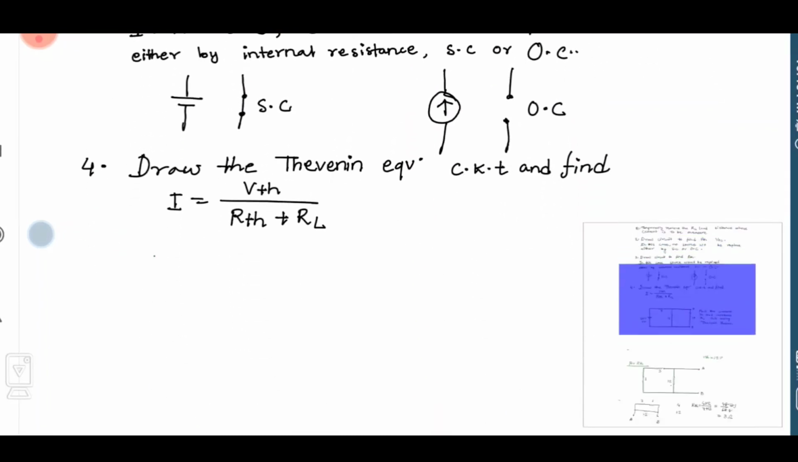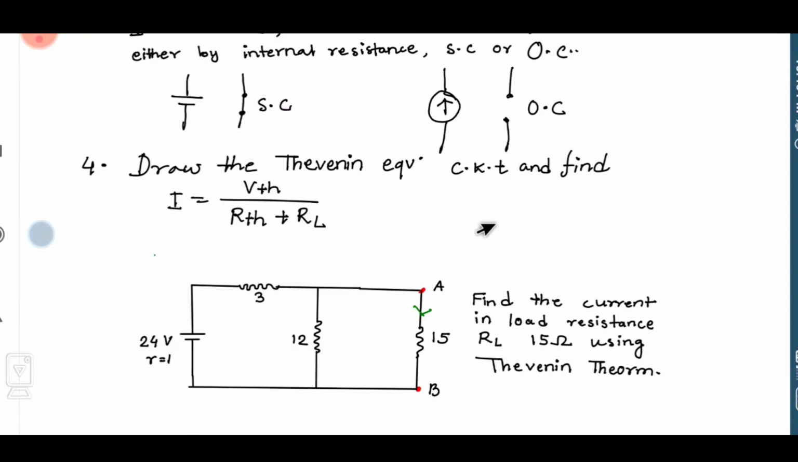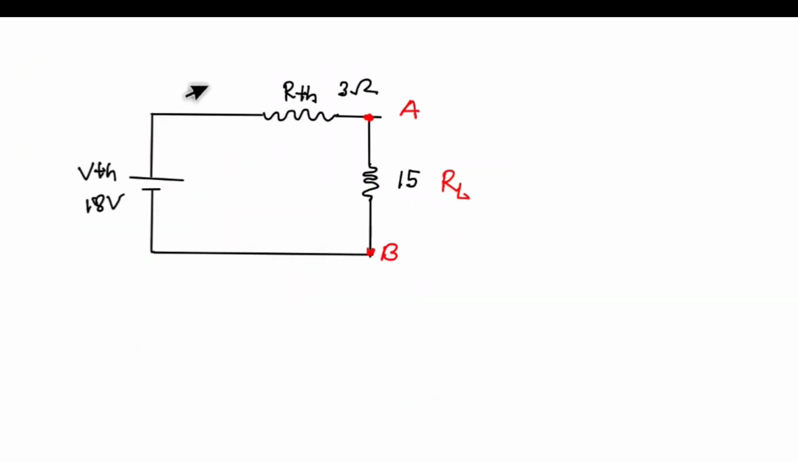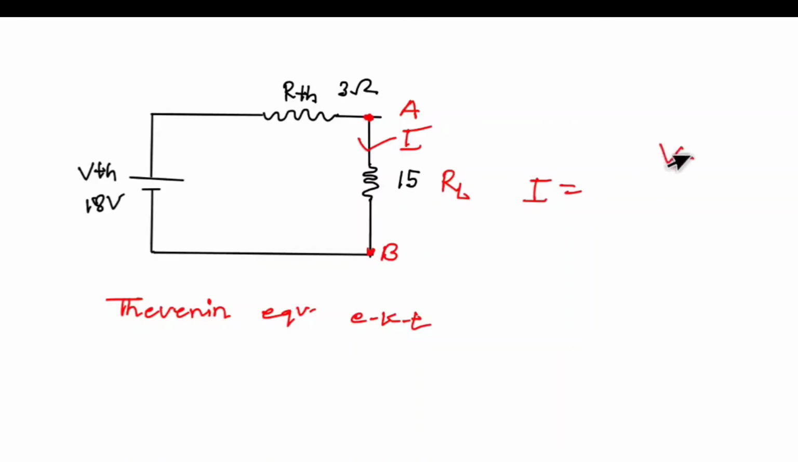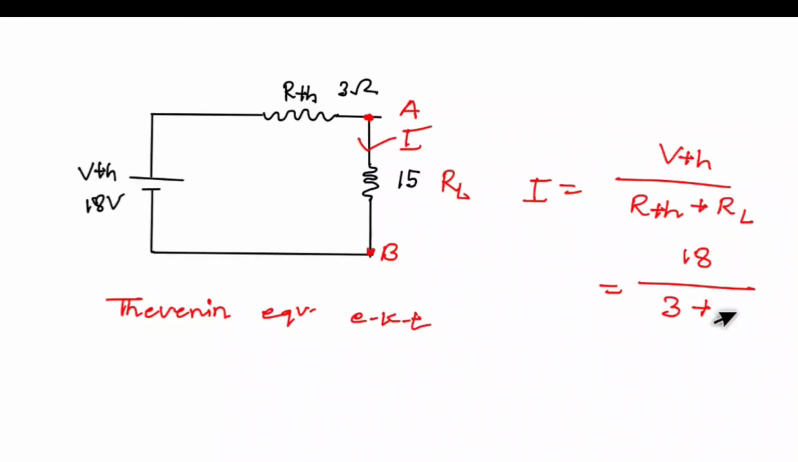Now in the next step, that is step number 4, we will draw the Thevenin equivalent circuit and find the current using this formula. So this is our Thevenin equivalent circuit, and this is the load resistance. So now we will find the current, that is I. I is equal to VTH by RTH plus RL. Here VTH is equal to 18 volt, RTH is 3 ohm, and RL is 15. So 18 by 18, that would be 1 ampere. So this is our answer.